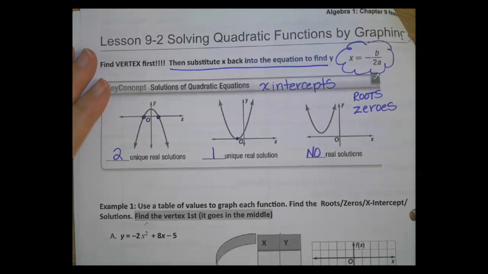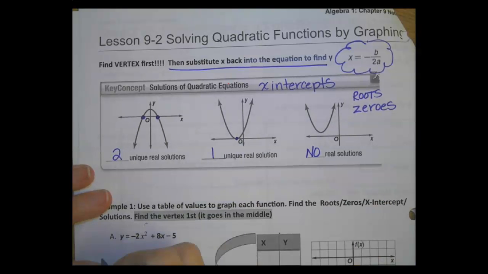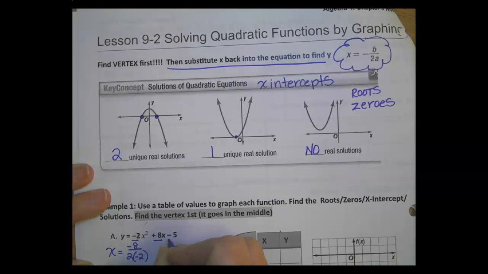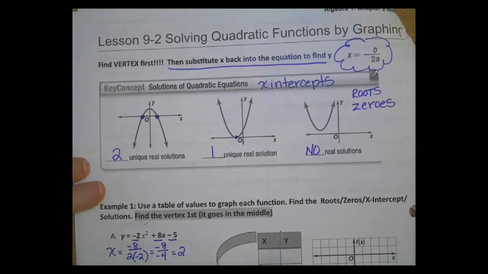On this one, again, we are using that equation. To find x, it's the opposite of b. So the opposite of b is -8, divided by 2 times my a, which is -2. Remember, this is a, this is your b, and that's your c. Again, solve the numerator and denominator separately. If you run this into a calculator, you're probably not going to get the right answer. So I got x equal to 2. That's my x value here, and it is also part of my vertex.